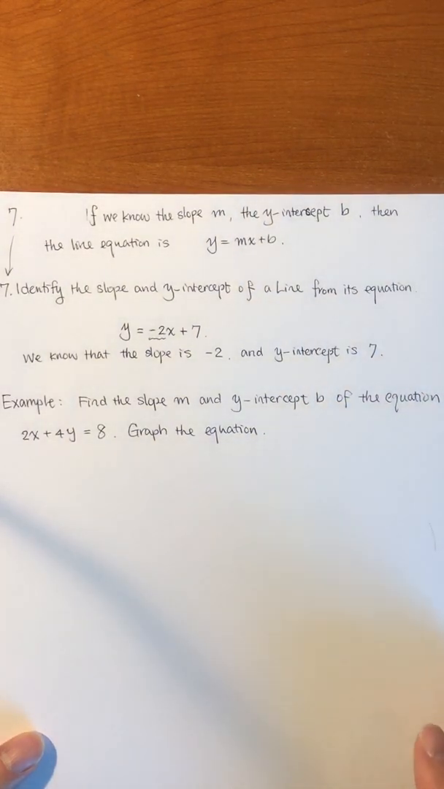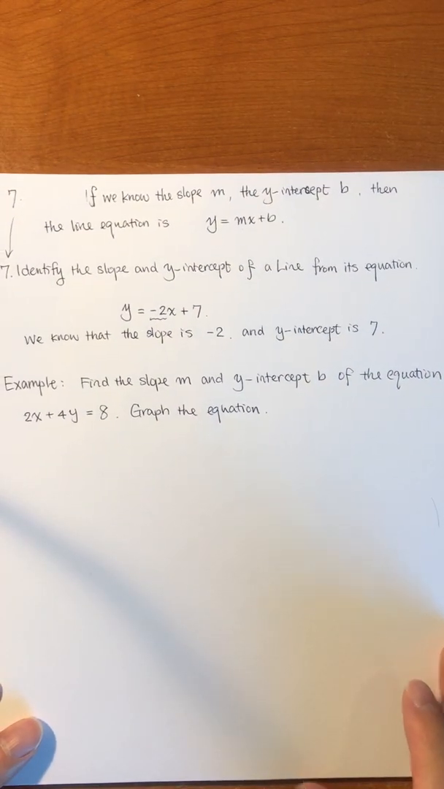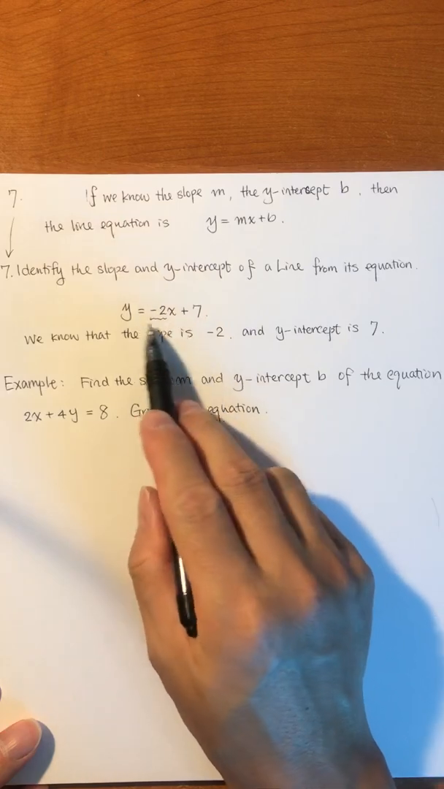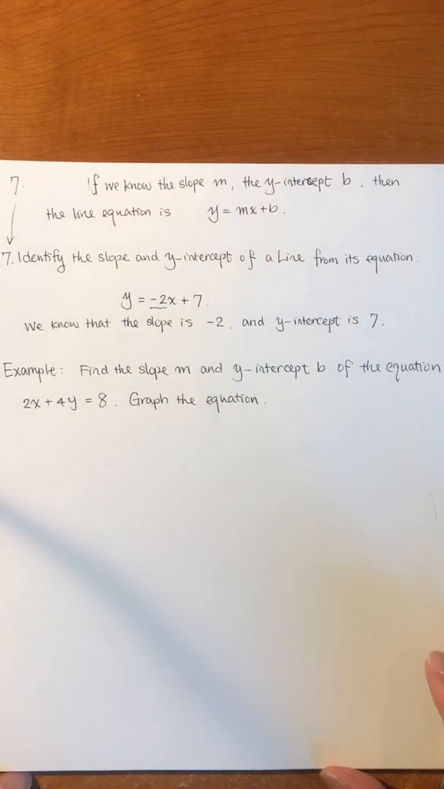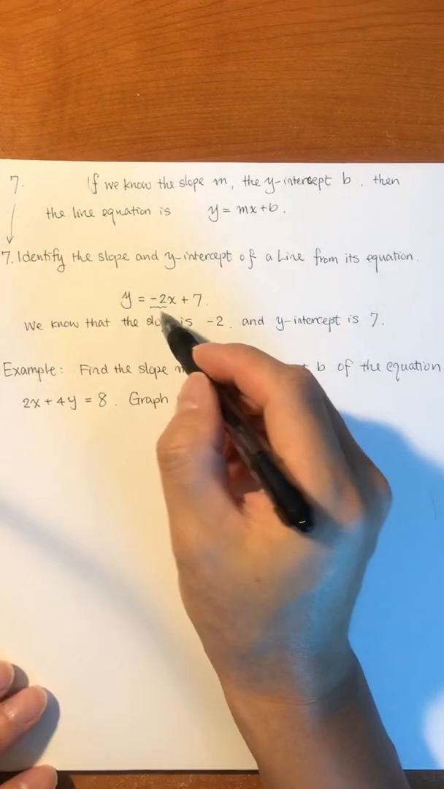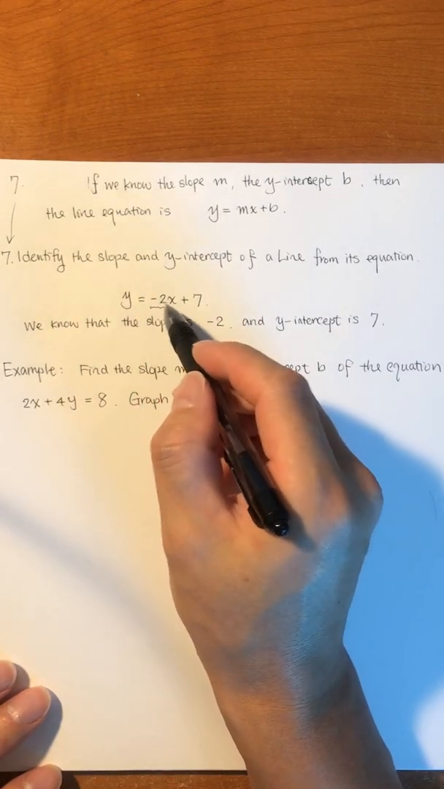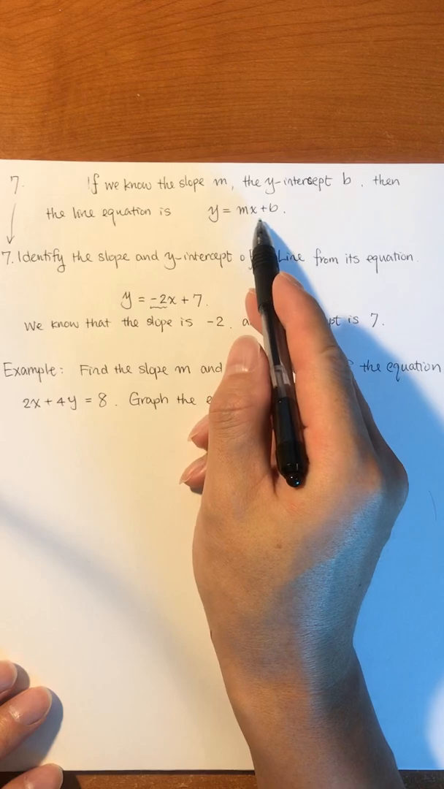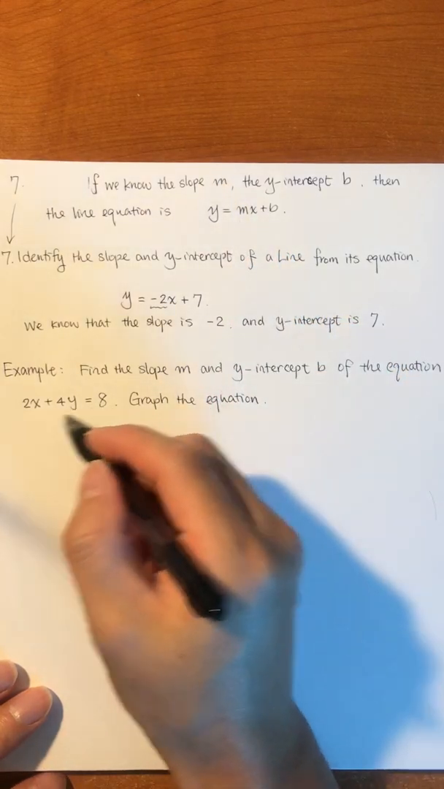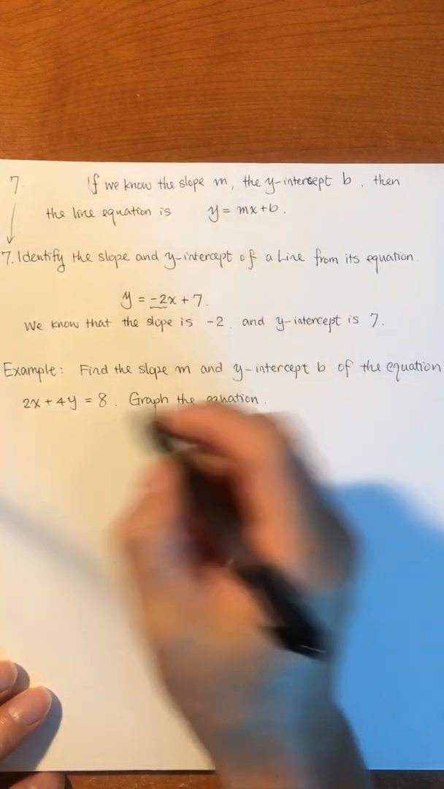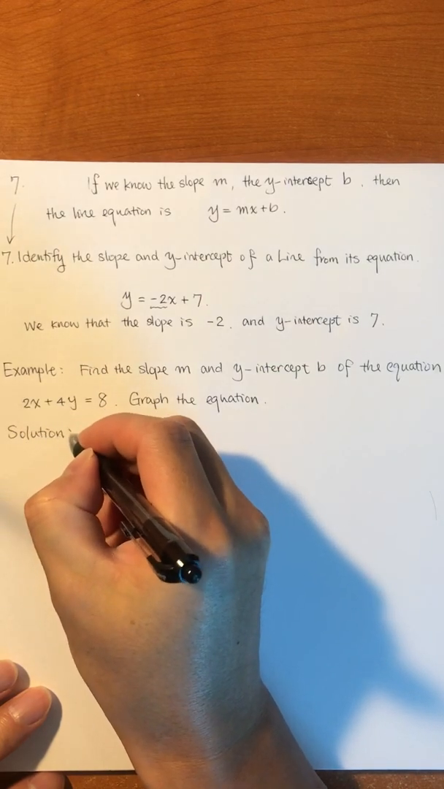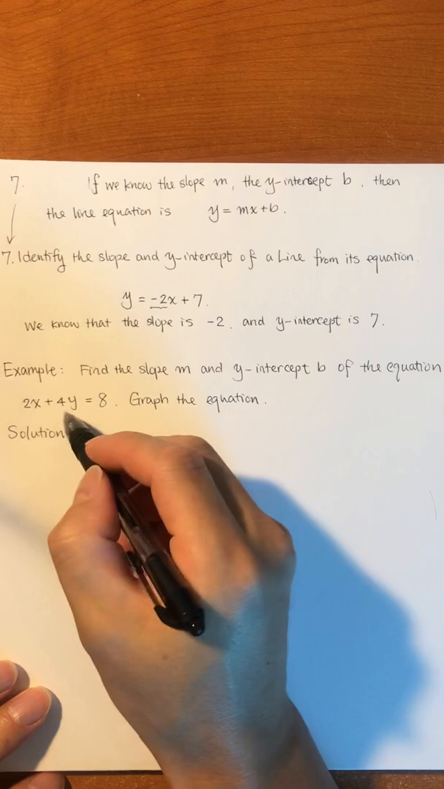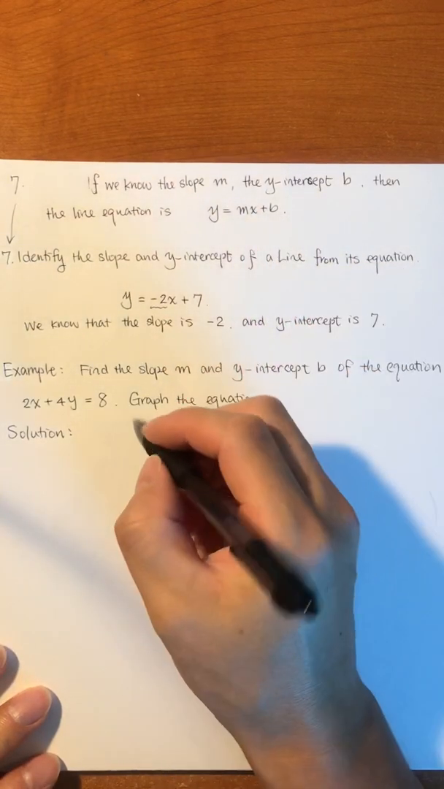Okay, so we do have an equation, but the equation is not in slope-intercept form. Slope-intercept form is just y is equal to certain mx plus b. This is the slope-intercept form. But now it's not in such form. So the step we're going to start with is to transform this to the slope-intercept form.